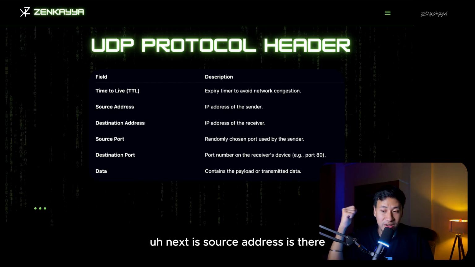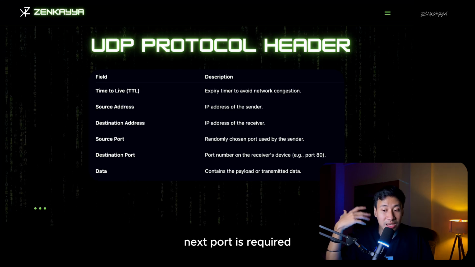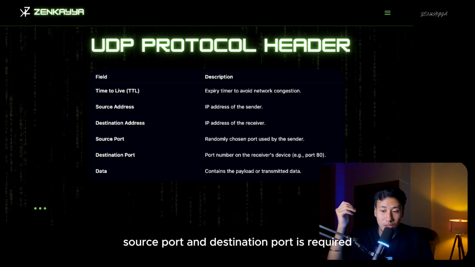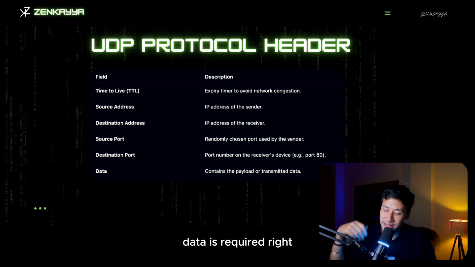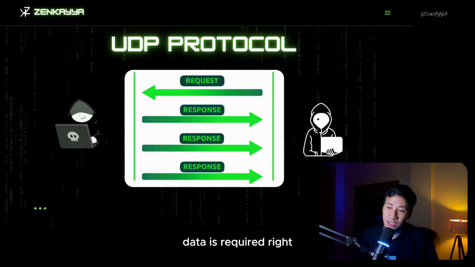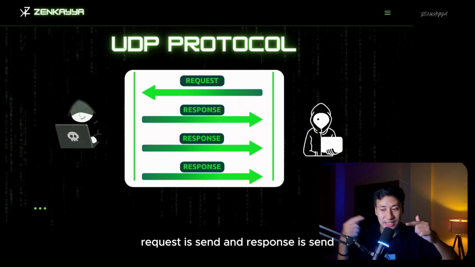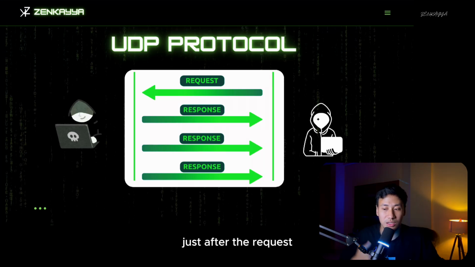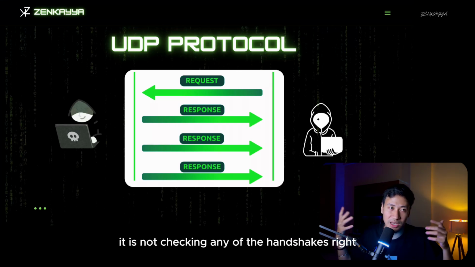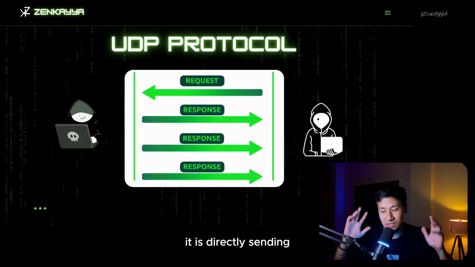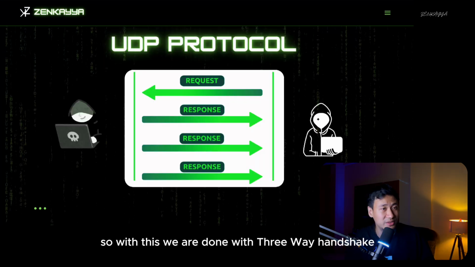Next is the source address. The destination address will be required, obviously, right? It is the IP address. Next, the port is required: source port and destination port. Data is obviously whatever you are sending. So look at the diagram. It is quite simple. The request is sent and the response is sent just after the request. It is not checking any acknowledgement, it is not checking any handshakes. It is directly sending.